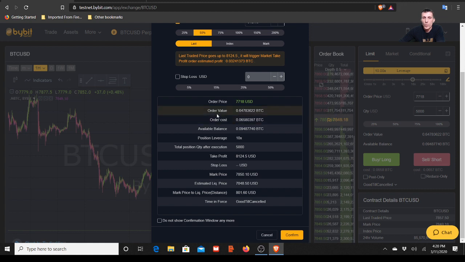Doing this, your order value is worth 0.64 Bitcoin. It only cost you 0.06 Bitcoin, and your available balance is 0.94 Bitcoin. Position leverage is 10x. Total position, this is your contracts. We typed in 5,000, so that's like $5,000. Your take profit, we put it in there. Stop loss, we didn't put one in. And then it gives you your mark price, and the most important one right here is your liquidation price.